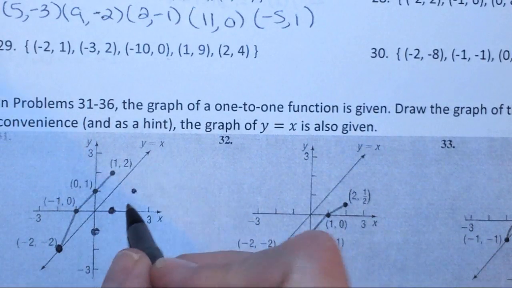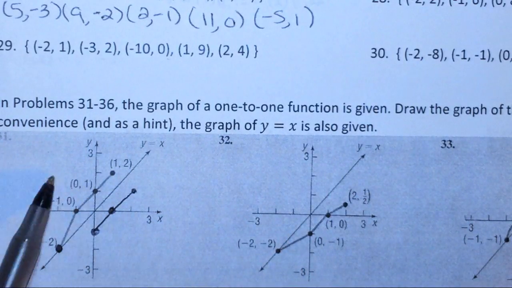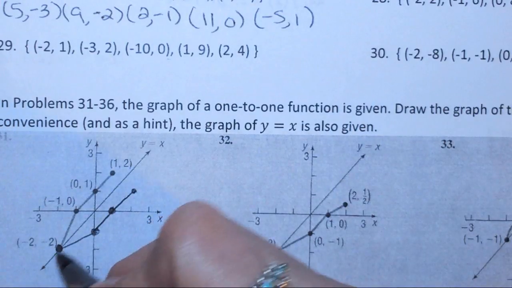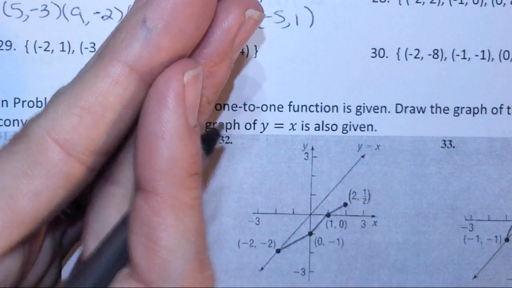Now before you connect your points, remember that it has to be a mirror image across this line. So if I were to fold my paper on this line, y equals x, these two sides should line up on top of each other.